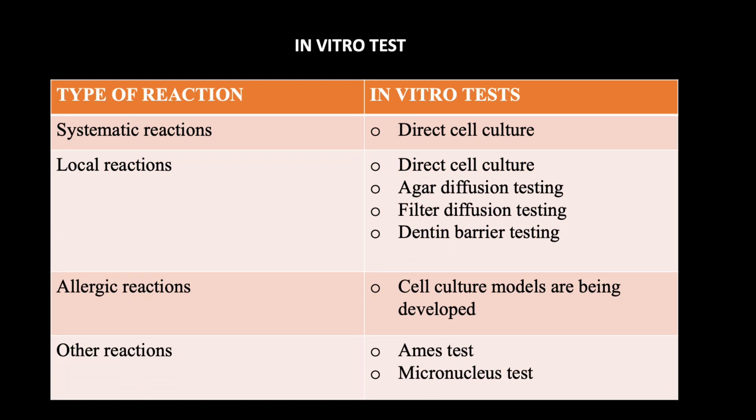Coming to the first, that is the in vitro test. Based on the various reactions, there are various in vitro tests which can be done. For systemic reaction, it is the direct cell culture. For local reaction, it is the direct cell culture, agar diffusion testing, filter diffusion testing, dentin barrier testing. The allergic reaction can be tested using cell culture models, and other reactions using Ames technique and micronucleus test.